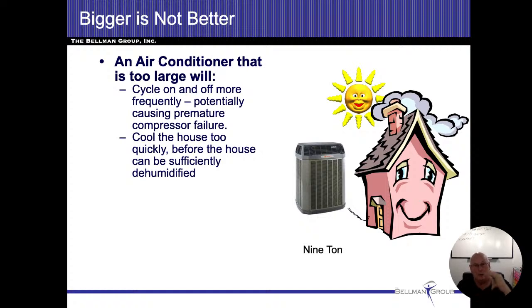Going back to my house, with a two-zone system, my upper floor one should be running pretty much consistently on the hottest days of the year, and rarely should the first floor kick on. So the problem with large air conditioning systems is, A, they cycle on and off very quickly, which shortens the lifespan. The more they turn on and off, the shorter the lifespan. And second, they remove the heat extremely fast, but they don't remove the humidity. So we're left with cool and clammy air inside the house.